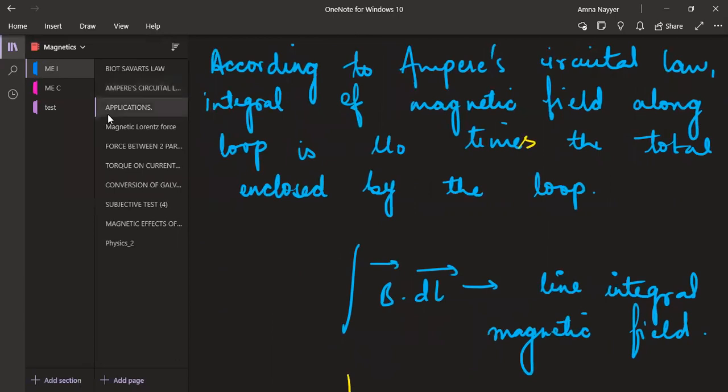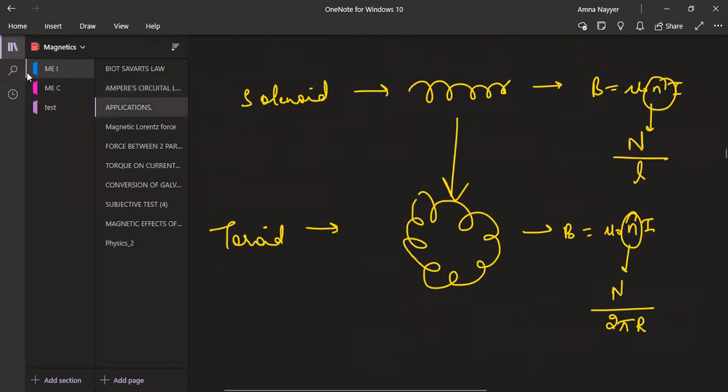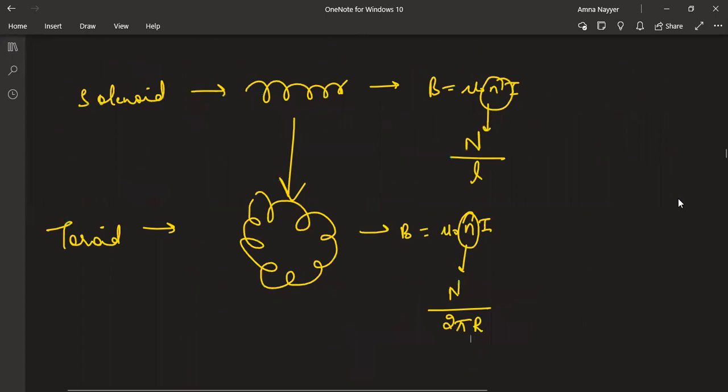Then under the applications of Ampere circuit law, you have two devices. One is a solenoid, that is windings of copper wire, and when both the ends are tied together in the form of a circle, that is, the solenoid is drawn into a circle, we call it a toroid. So the formula for both solenoid and toroid remains the same, that is, magnetic field B is equal to mu naught n i, but the value of n will be different.